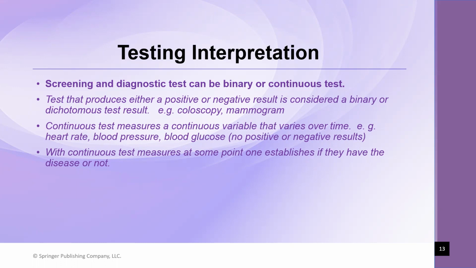And that's what this next point says. With continuous test measuring, at some point, one can establish if they have the disease or not. Typically, we don't diagnose high blood pressure off of one blood pressure, but several blood pressures over a period of time.